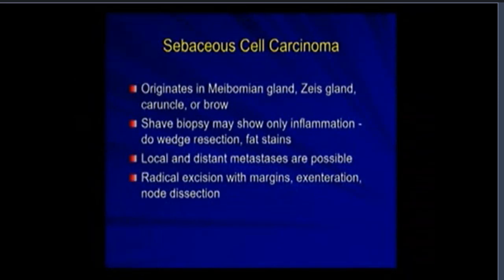Local and distant metastases are possible, and this is more aggressive compared to squamous cell or basal cell carcinoma. Some people, whenever they diagnose sebaceous cell carcinoma, routinely do a biopsy of the periauricular lymph nodes, because sebaceous cell carcinoma is known to spread through the lymphatics. So whenever you see or suspect a patient with sebaceous cell carcinoma, you need to screen for lymphadenopathy, because it's one of the most common modes of spread for this kind of tumor.